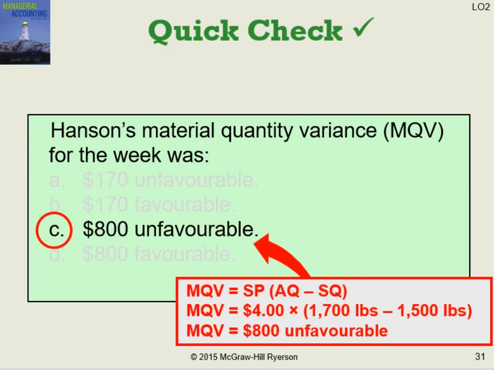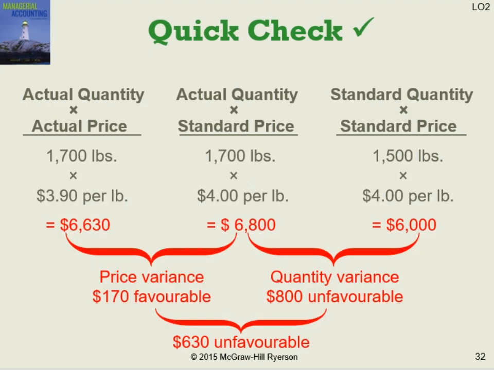The calculation is done as you see here. So if we add up the information from our quick check example, the actual price we paid was $6,630 in order to make 1,000 zippies, whatever a zippy might be. It should cost us $6,000. Part of that was due to using too much quantity, 1,700 pounds versus 1,500, but we saved some money on the price variance side. So the overall difference, the actual versus the standard, is $630, and that's an unfavorable variance because we paid more than we expected to pay.